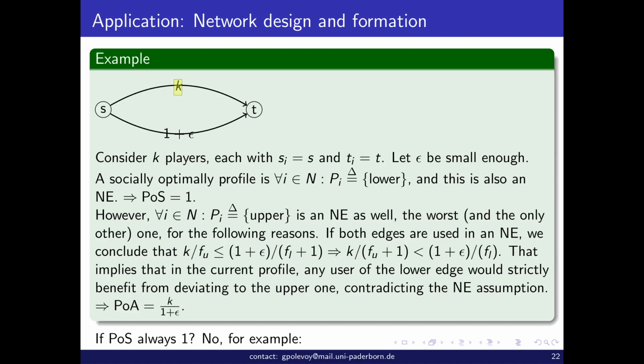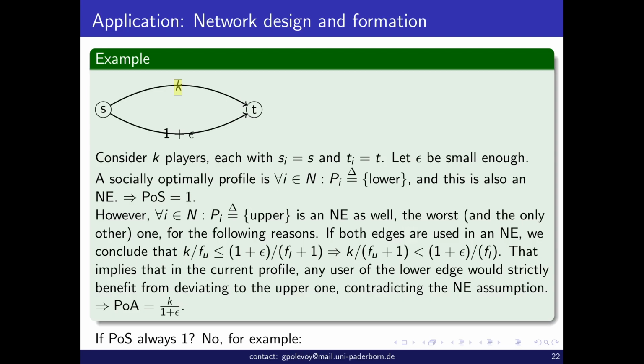And now we prove that it is the only one, and therefore it's the worst equilibrium. One could ask: what if some use the upper edge and some use the lower edge, and then the total cost is K plus 1 plus epsilon? Then that would be the worst.